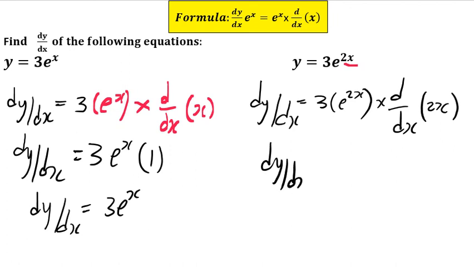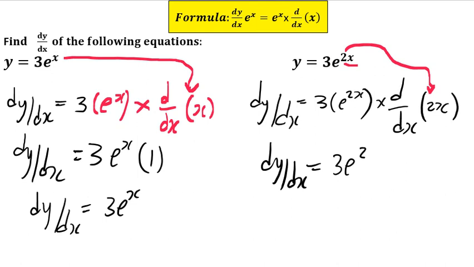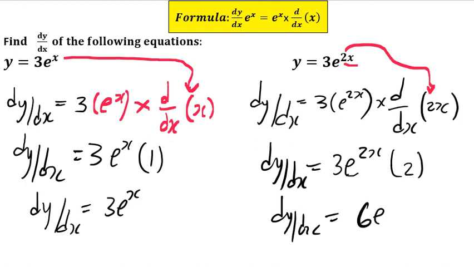Remember this 2x, let me just highlight that. If it was 3x, it would be e to the power 3x, so you would write 3x here. I hope that makes sense. Then you're gonna have 3 e to the power 2x. Then the derivative of 2x, what are you gonna get? You're gonna get a 2. When you differentiate 2x, you're gonna get a 2 for sure. So dy over dx equals 6e to the power of 2x. Yes, we are done.